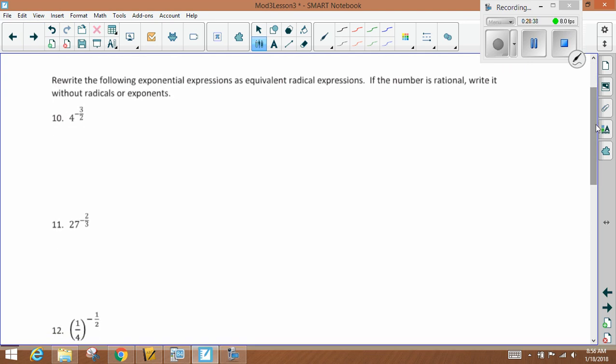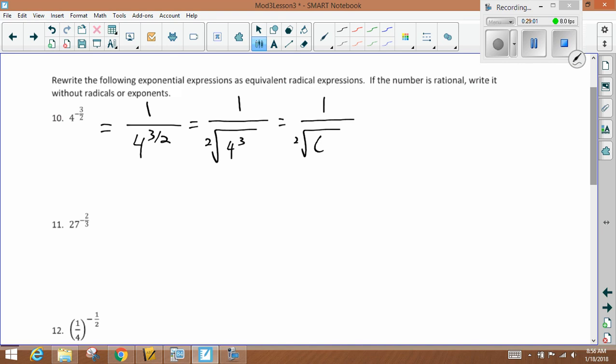Let's look at some negative radicals. Yay! All right, so that's going to become 1 over 4 to the 3/2 power, right? So that's 1 over the square root of 4 to the 3rd. 4 to the 3rd is 64. All right.